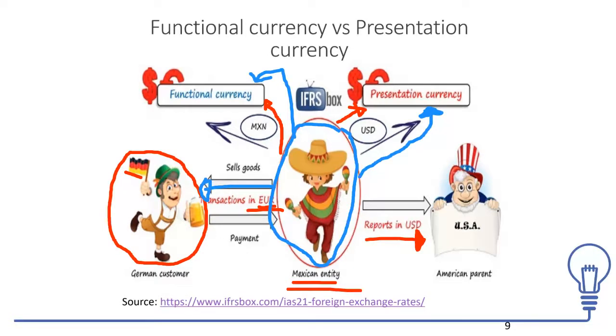So if we look again at this diagram, can you tell me which is the foreign currency? Type out in the chat. So here we've got the German using euros, we've got the entity using pesos, and we've got the US using the dollar. Which is the foreign currency? Type out your answer into the chat there. Which is the foreign currency? I'll give you a minute.